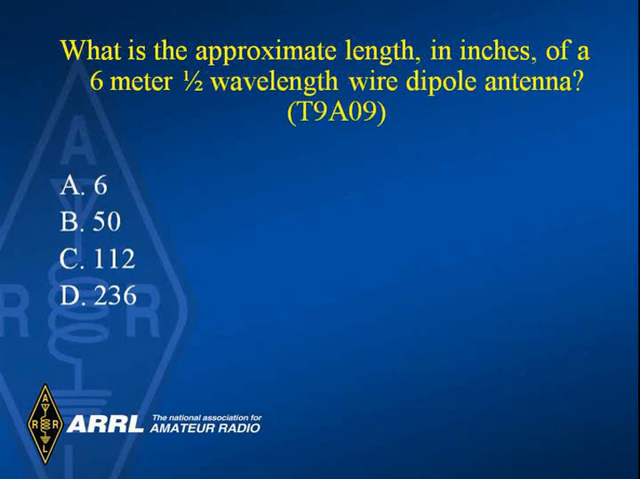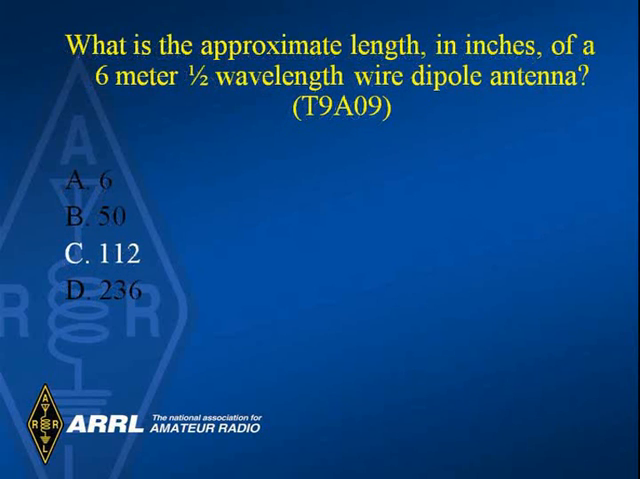What is the approximate length in inches of a 6 meter, 1/2 wavelength wire dipole antenna? 6 meters times 39.37 inches per meter equals approximately 236 inches. 236 times 1/2 equals 112 inches. The answer is C, 112.